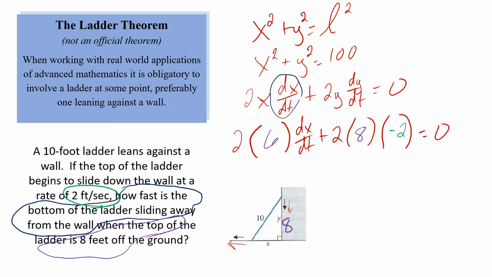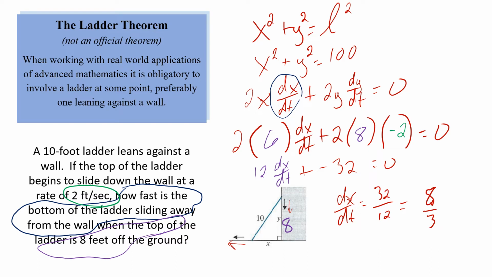At this point, we're just going to solve for the dx over dt. So we have 12 dx over dt plus, and then the 2 times 8 times negative 2 is going to be a negative 32 equals 0. We can add the 32 over, divide by 12. So dx over dt is going to equal 32 over 12, or we can divide these by 4 to get 8/3 feet per second.